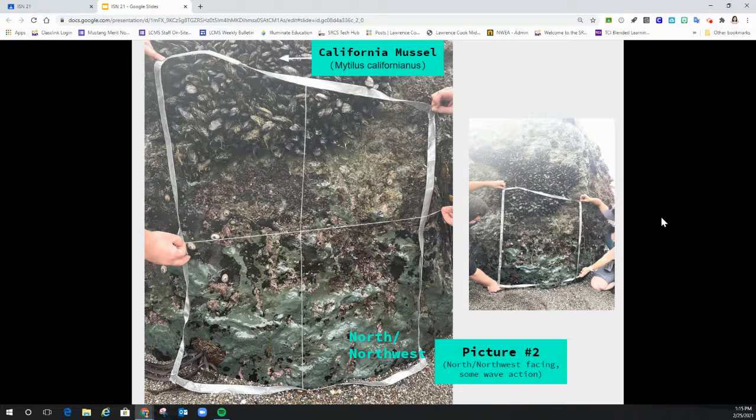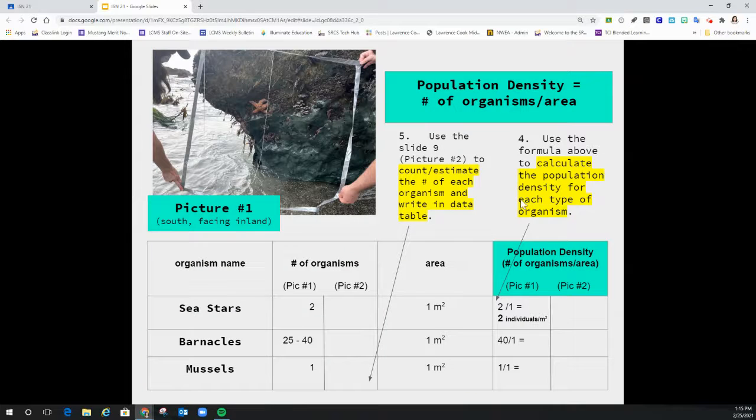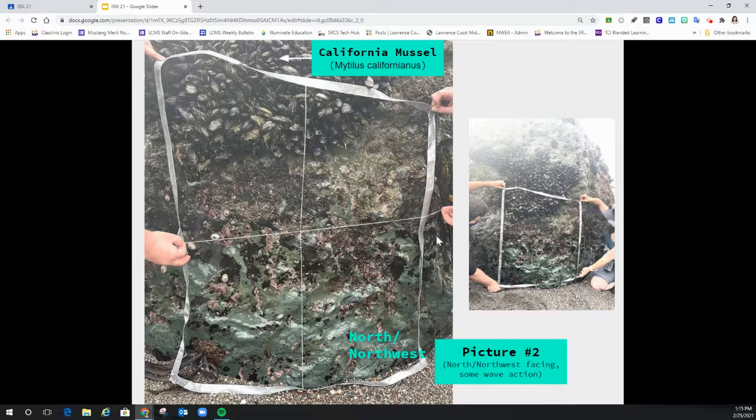Okay. Now you're going to use slide 9, the next slide, to do the picture 2 counts. So this count is the other side of the rock. We're going to be all the way over on the right-hand side. So let's come back over there, and you're going to count how many sea stars, how many barnacles, and how many mussels you see there.